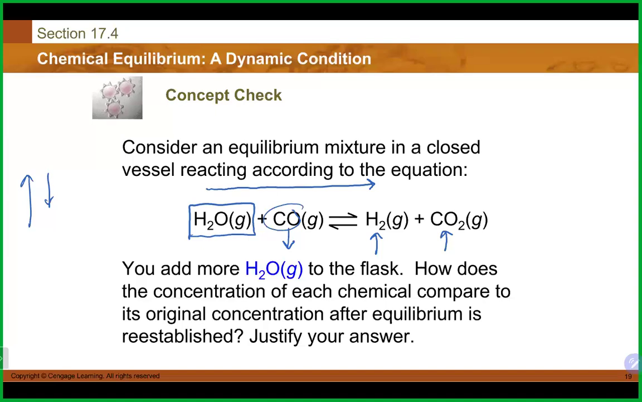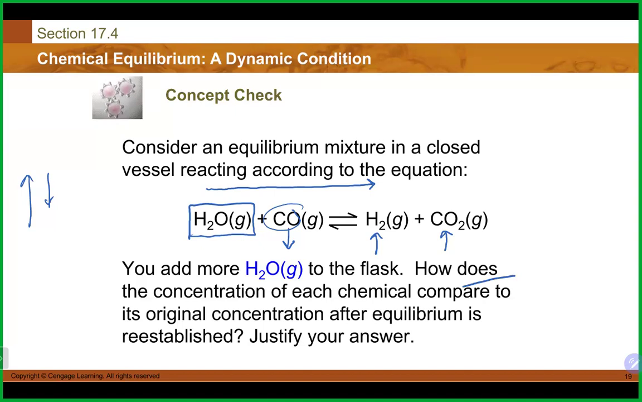So really when you have a reversible reaction like this and you do something to it, what you want to think about is, am I increasing the forward reaction to occur? Am I increasing the reverse reaction to occur? That's sort of what you want to think about.